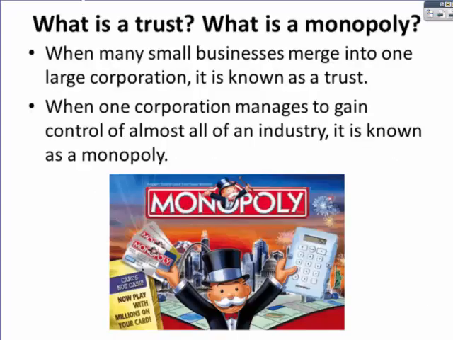So to start off with, what is a trust? What is a monopoly? When many small businesses merge into one large corporation, that is a trust. So an example would be ExxonMobil, the gas company. They were once Exxon and Mobil, but they merged together to form an extremely large trust called ExxonMobil. Now, when one corporation manages to gain control of almost an entire industry, that is known as a monopoly, which is made famous by the board game.